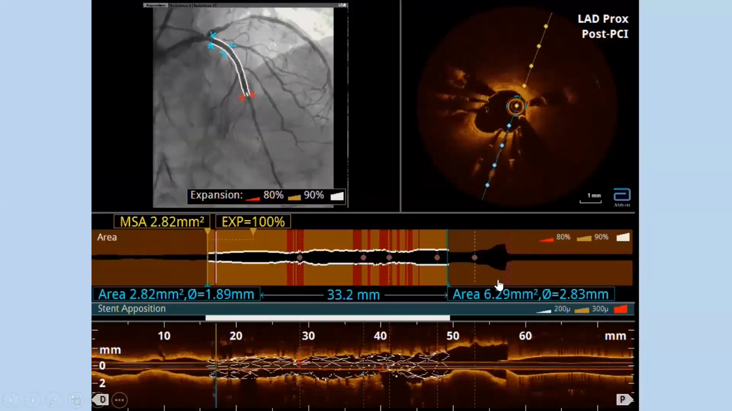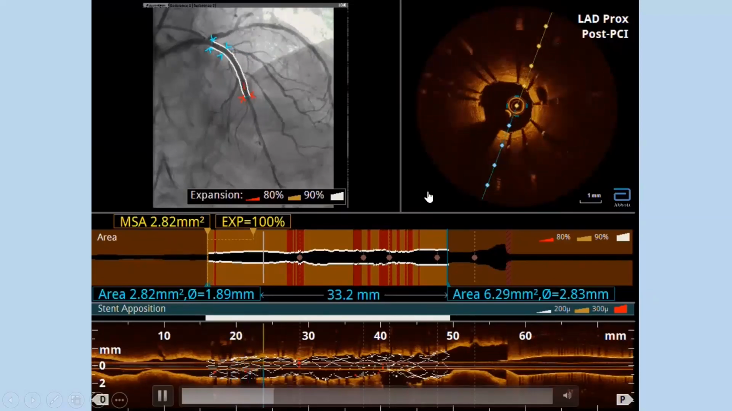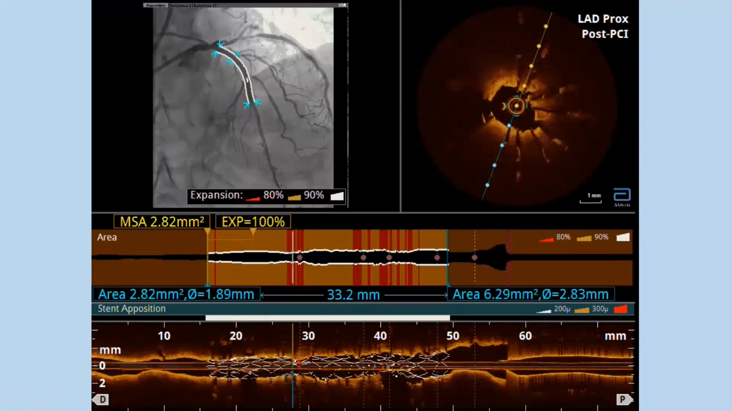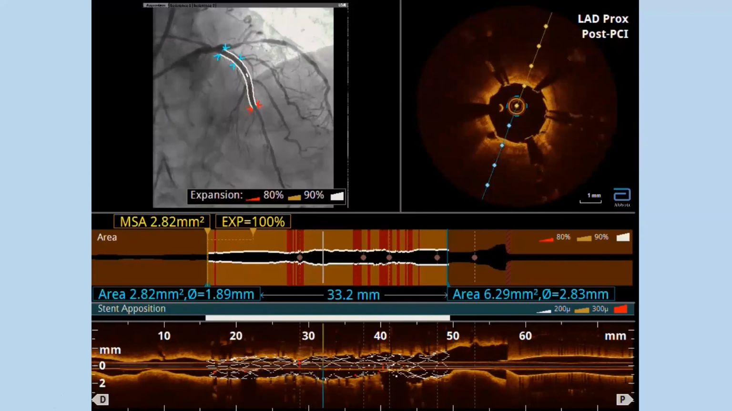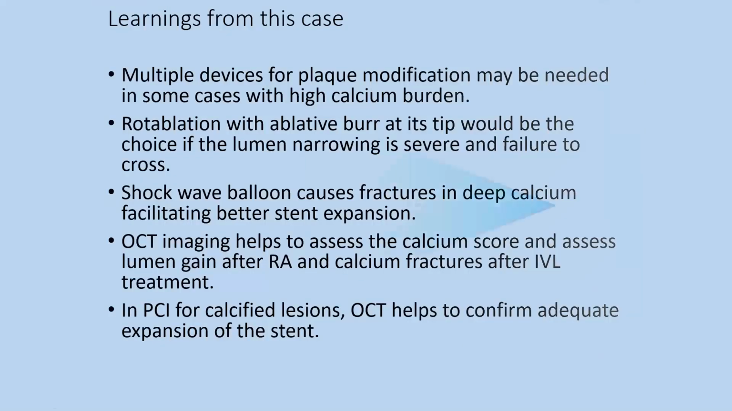This is the final result. We can see the stent has expanded nicely with almost 100% expansion and with good edges, which can be very well appreciated with OCT. We could not have achieved this kind of result without the OCT guidance and appropriate debulking with the rotatripsy. So this is the final angiographic result with a good apposition and a good result with the stenting.